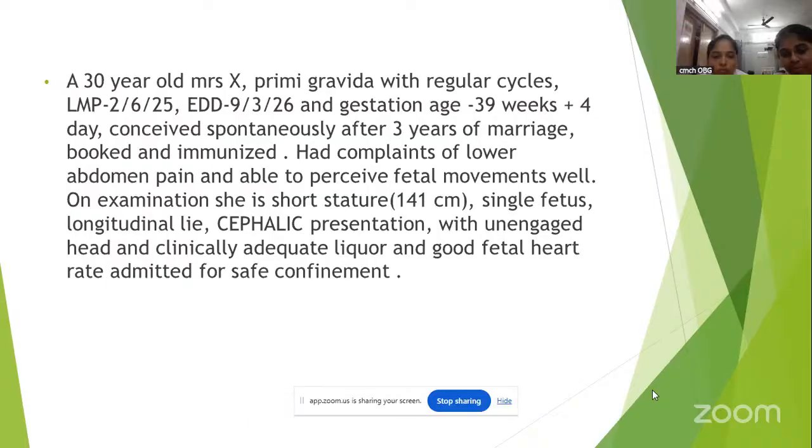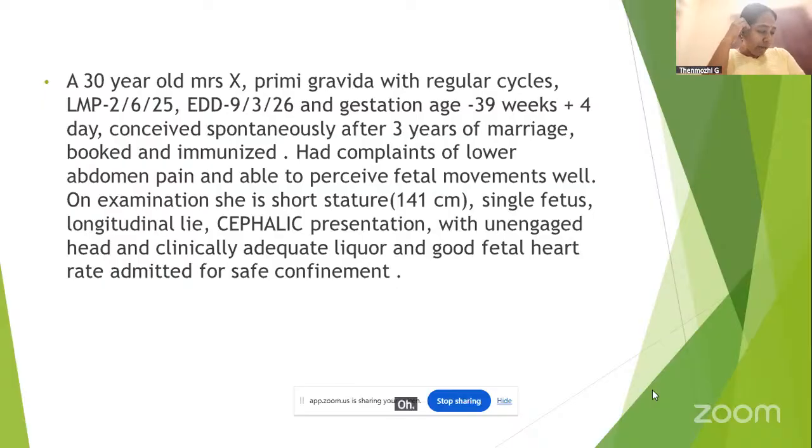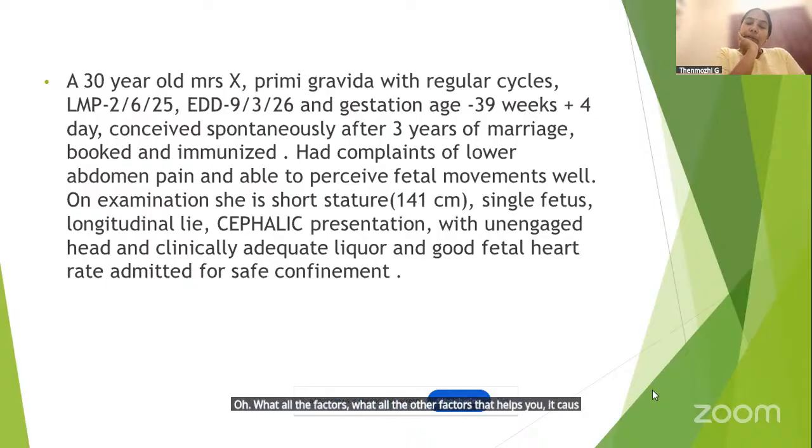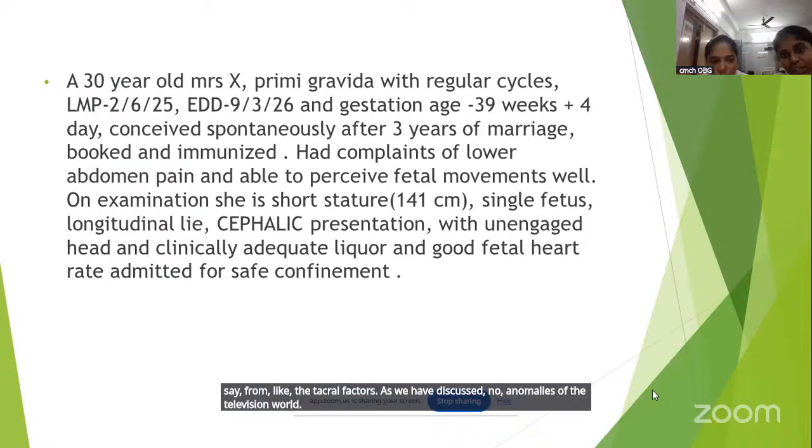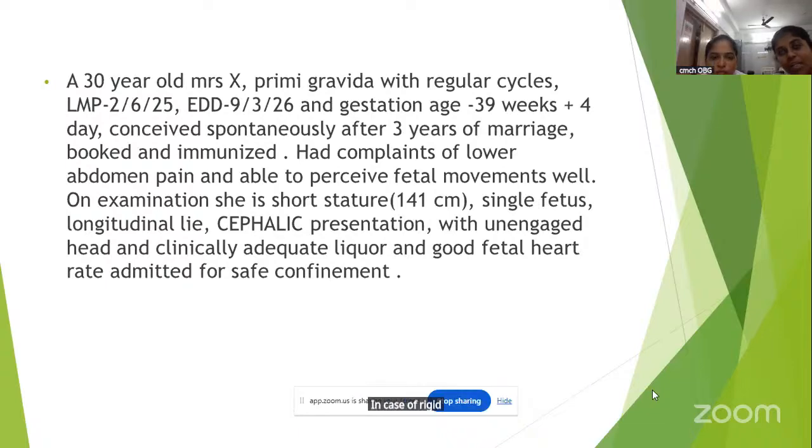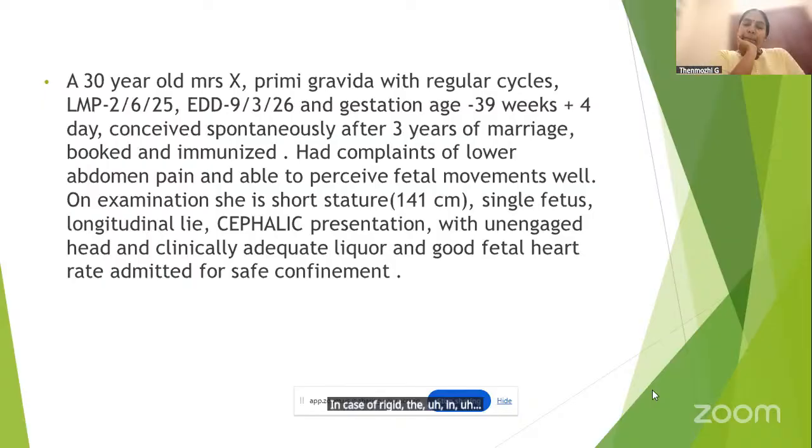What all the other factors that cause abnormality of the pelvis? Sacral factors, as we had discussed, anomalies of the pelvis and all. In case of rickets, rickets pelvis. And about the lumbar spine, lumbar spine.